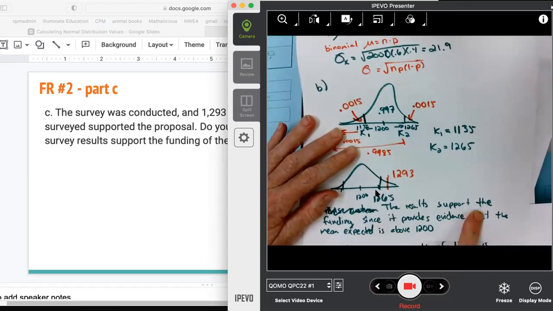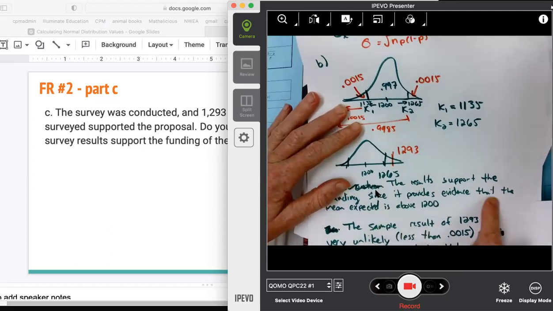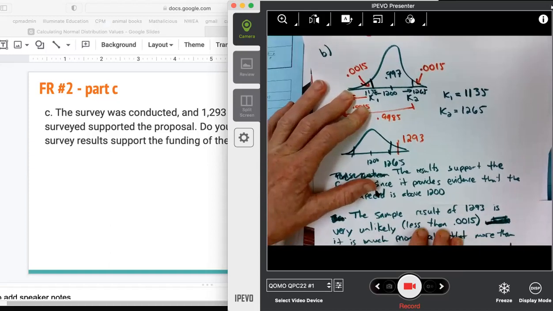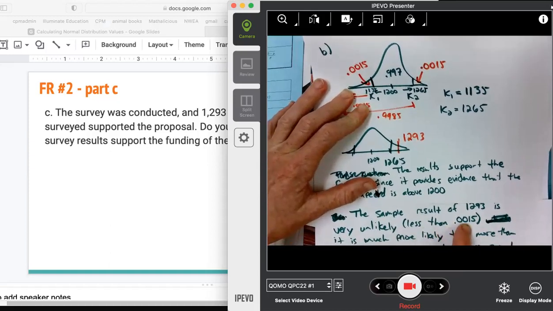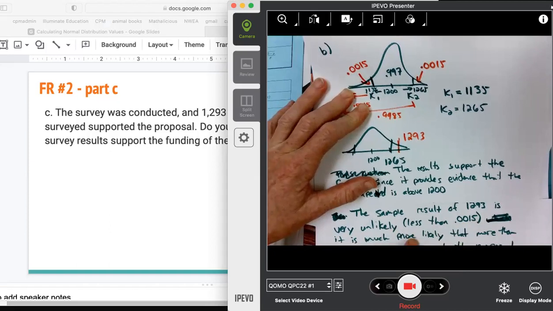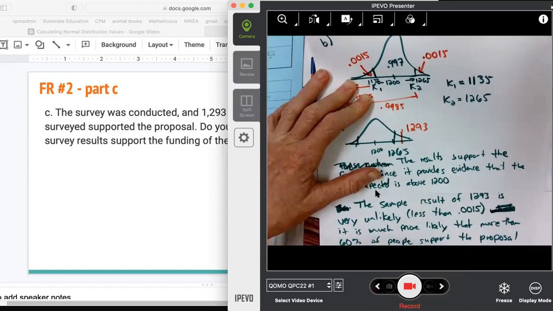And this result does support the funding because this number, 1,293, falls above that boundary value of the confidence interval. And so it does provide evidence that the mean expected is above 1,200. The sample result is very unlikely, less than 0.005 probability of that occurring. And it is much more likely that more than 60% of the people support the proposal. So I have my full confidence interval.